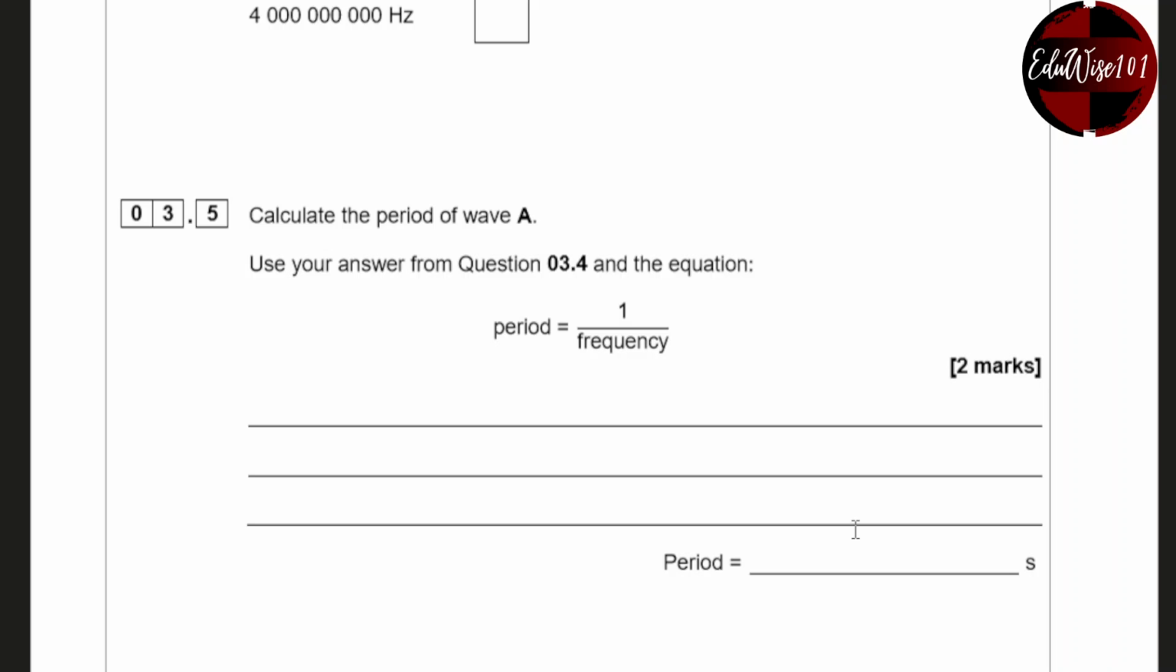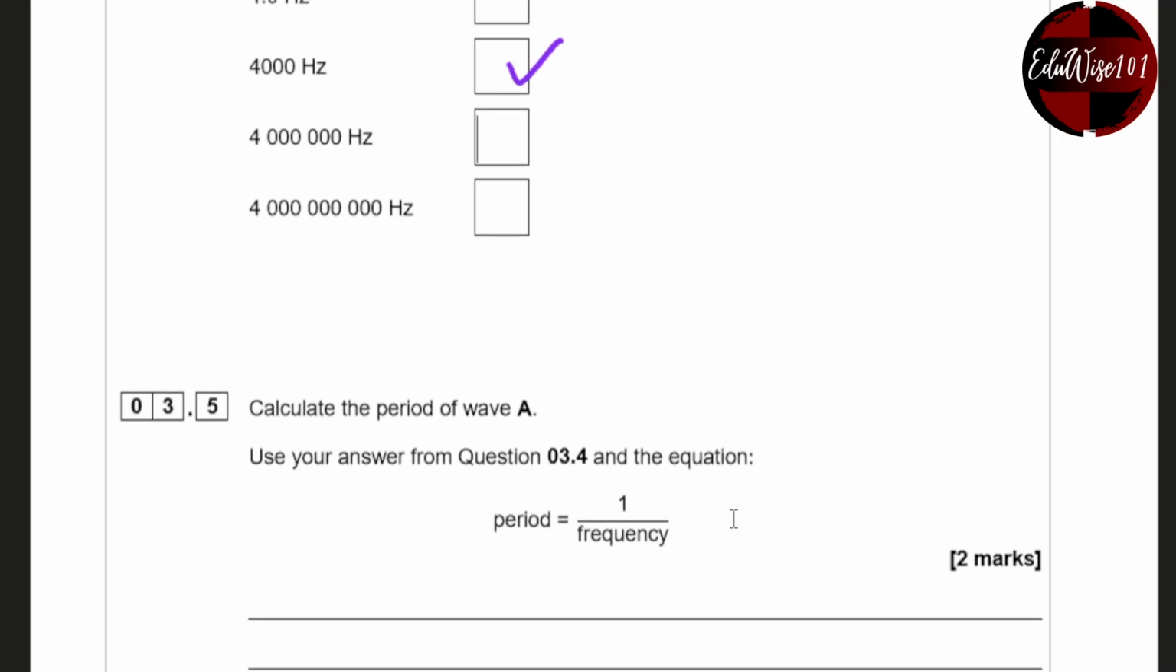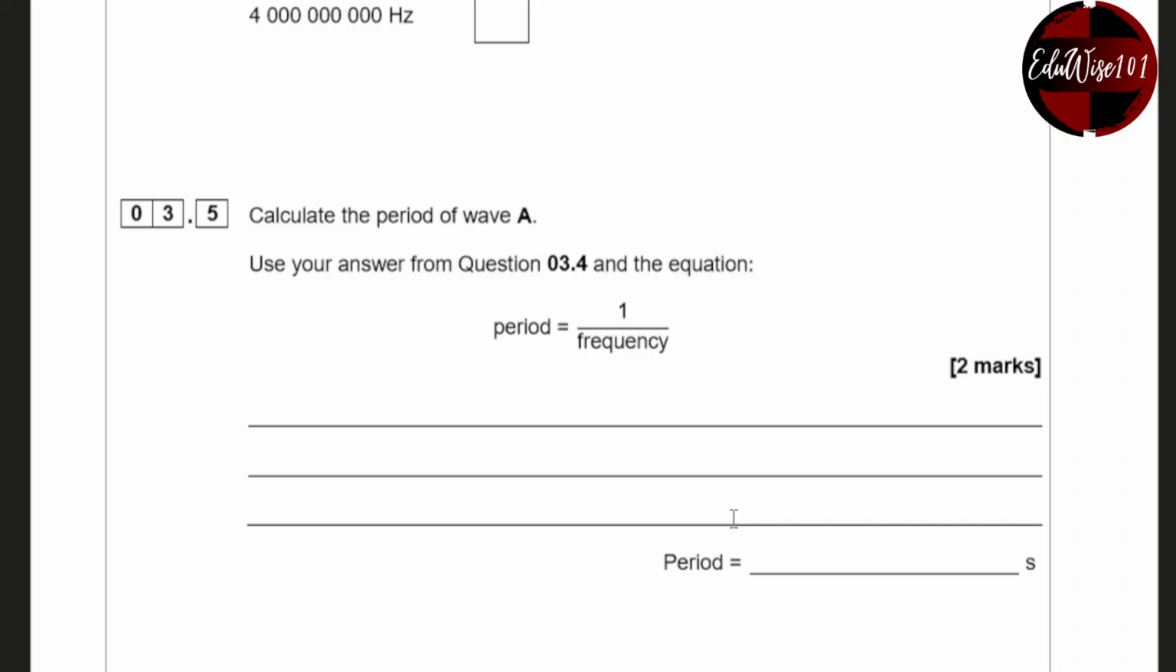Calculate the period of wave A. Use your answer from question 3.4, which was 4,000. Yeah. So 1 over 4,000. So the wave period is 1 over 4,000, and that gives me 0.00025 seconds.